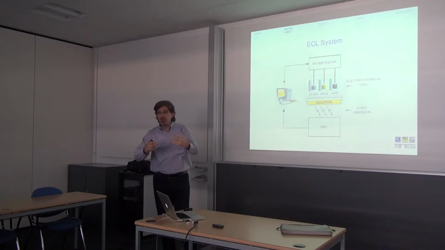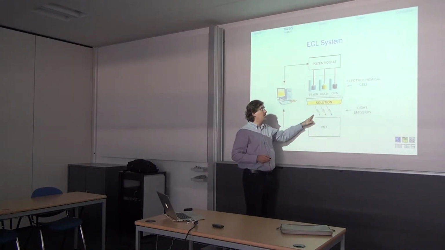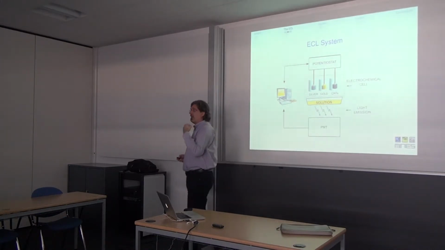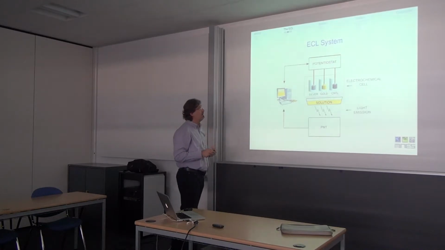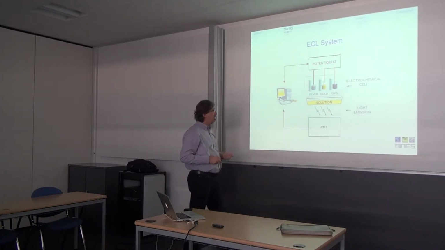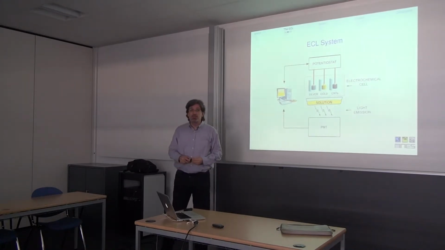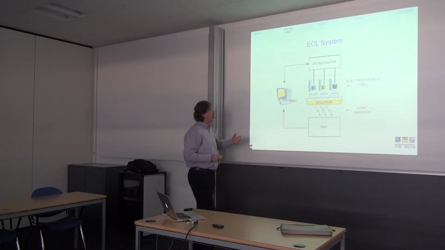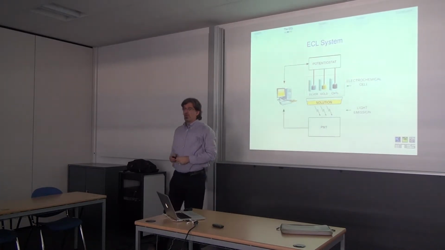So, talking about the electrochemical cell, I need a potentiostat, so the electronics for managing my electrochemical cell. And from the solution, we are interested in detecting the emission light, the light emitted by the working electrode. And here, now we are using a photomultiplier for detecting the emitted light. All of it is managed by a computer, a workstation.